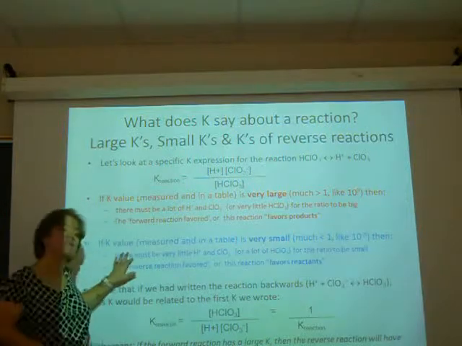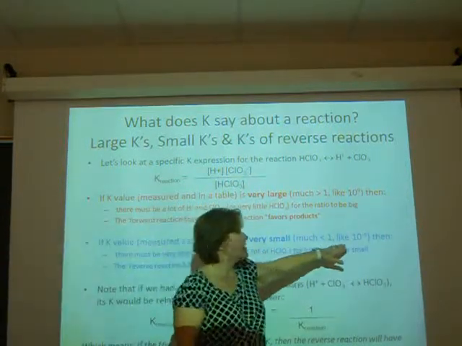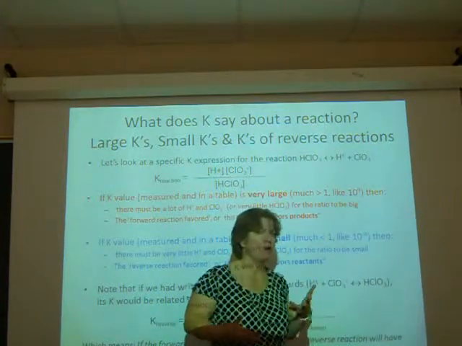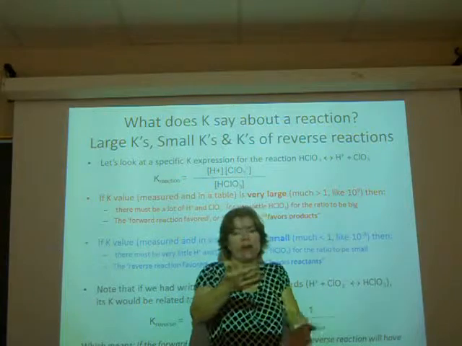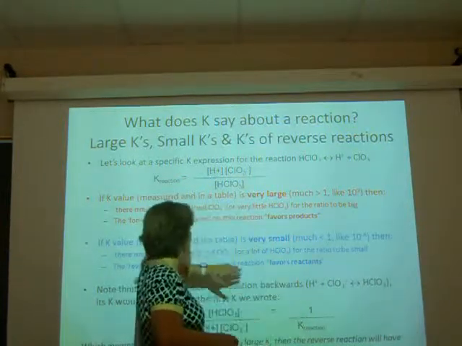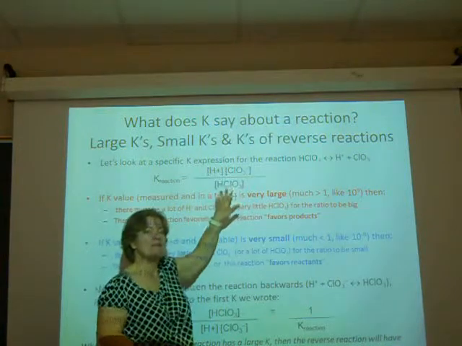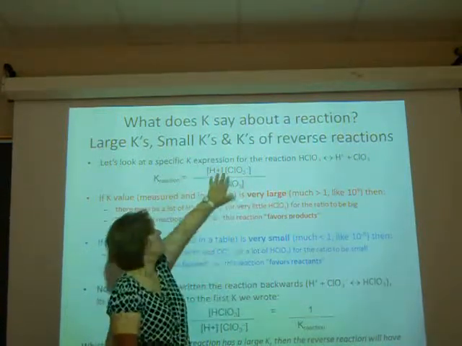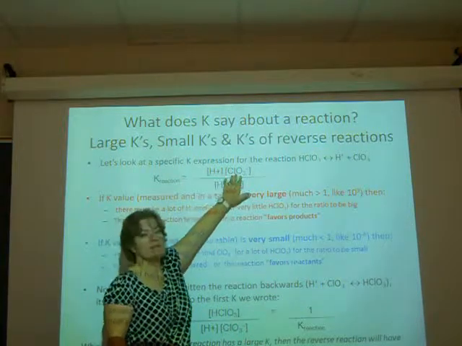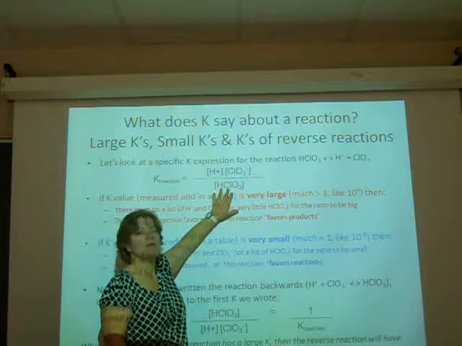If the K value, on the other hand, was very small, so much lower than 1, like 10 to the negative 8, a very small number means like 1 over 1,000, or 1 over 10,000, or 1 over 1,000,000. So it means that I have a fraction where I have a small amount on the top and a big amount on the bottom. That would suggest that I have very little H plus and ClO3 minus, and a whole lot of HClO3 unreacted.